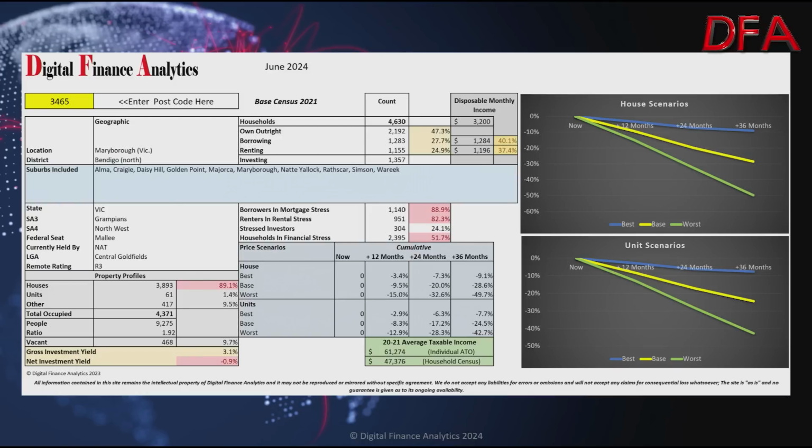Looking at the scenarios, best case, a fall of 9% over the next 3 years. Base case, down 28%. The worst case, down 49%. And the units following suit.